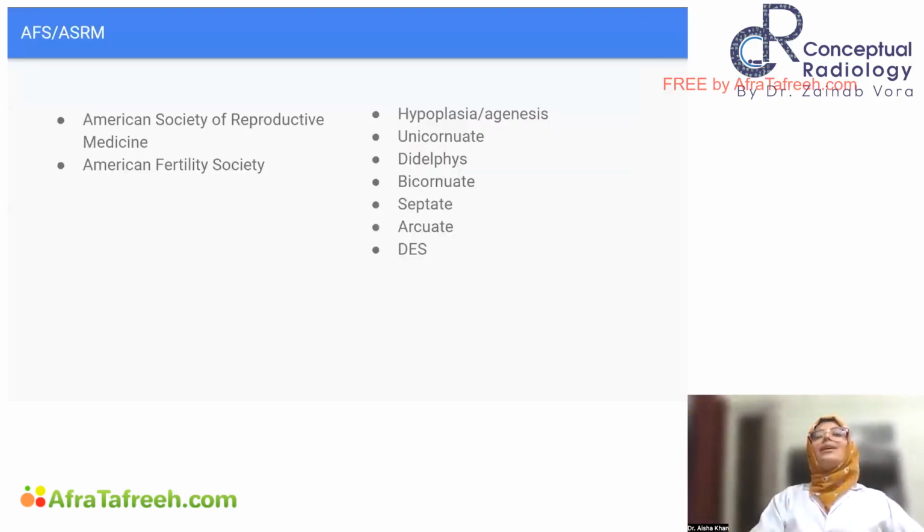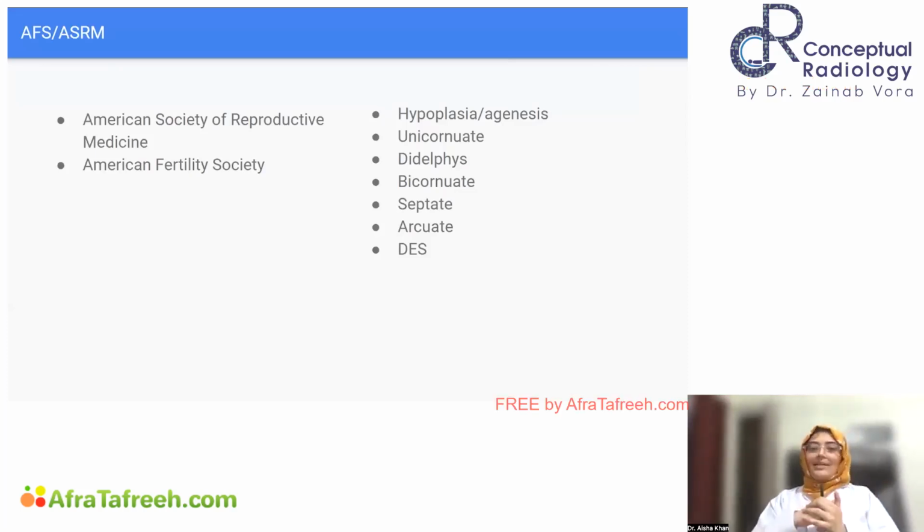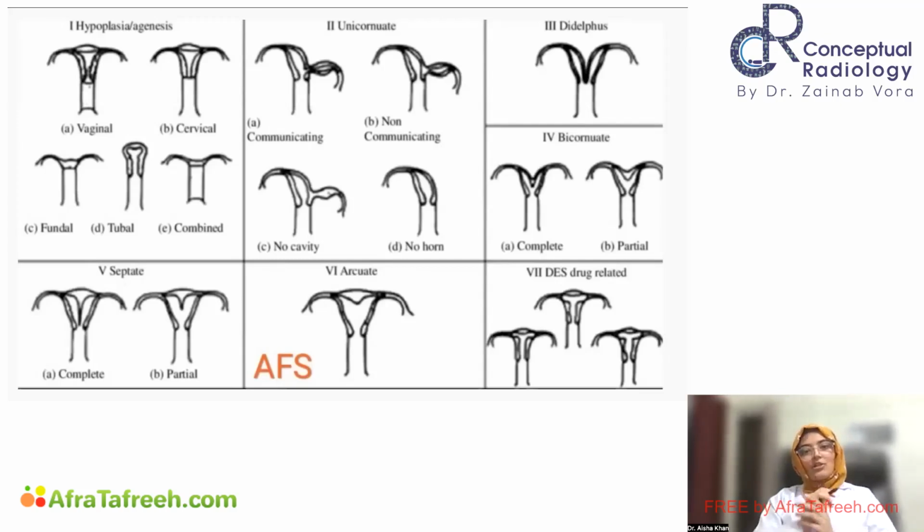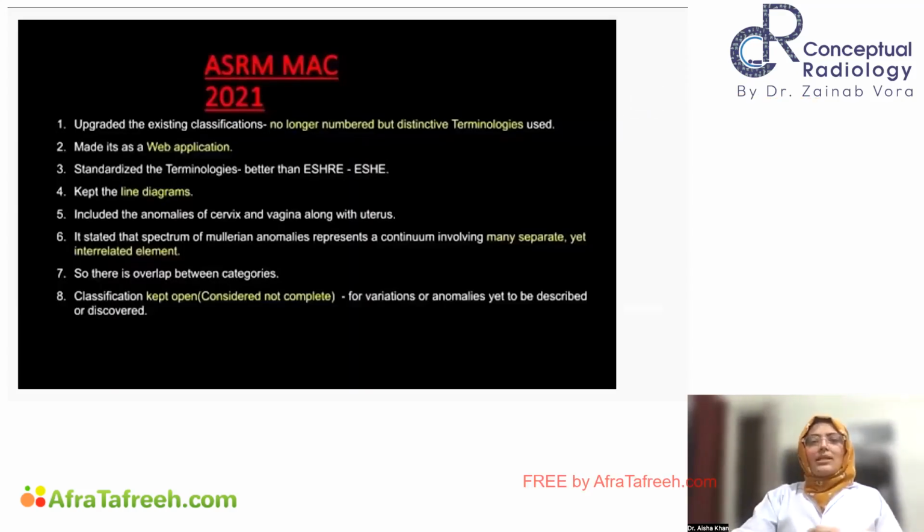So firstly we'll take up the ASRM. The American Fertility Society was the older one, and our ASRM is its new and improved version. It has typically 7 classes, which we used to study in NEET PG, starting from hypoplasia, then unicornuate, didelphys, bicornuate, and the 7th class which was the DES drug related. Okay, so this is the typical NEET PG material that we studied, but right now we have many more advanced classifications with us. So this is the AFS and the old ASRM. Now the latest ASRM is the 2021 version.